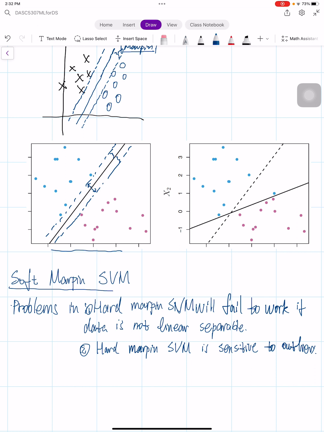But actually, if you just add one more point, for example, you add a blue dot here, the new decision boundary will become this one. So you can see there is a big shift, a rotation from this dotted decision boundary to this one, due to one point. The change is due to one point.